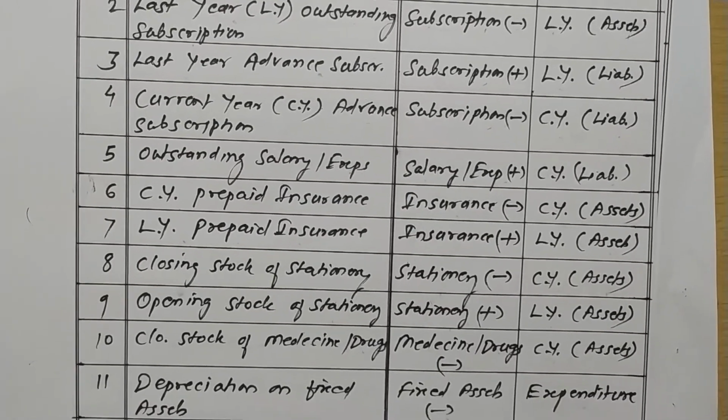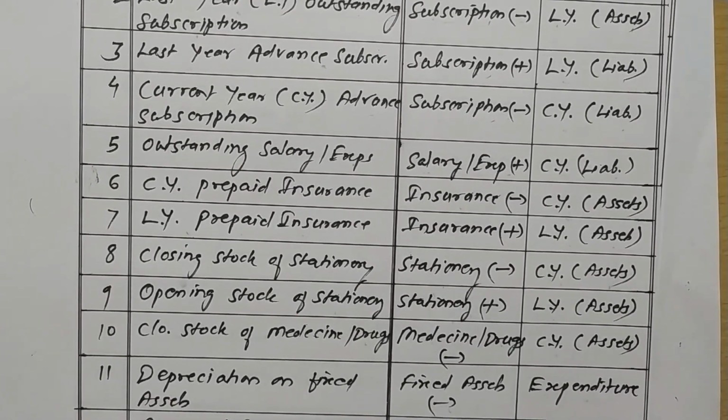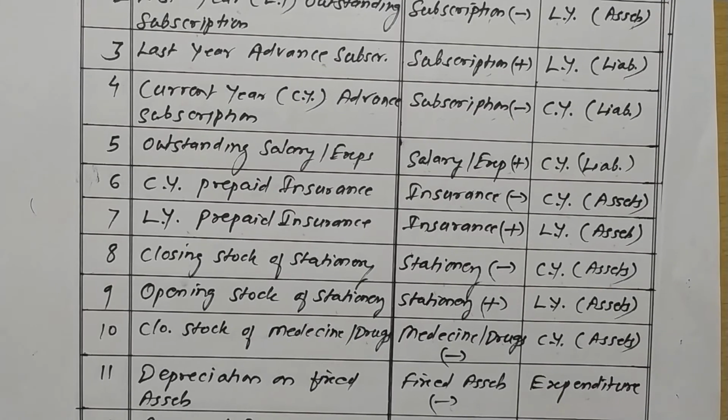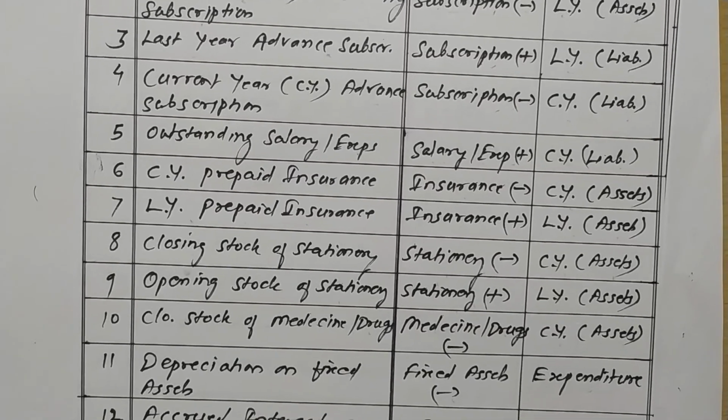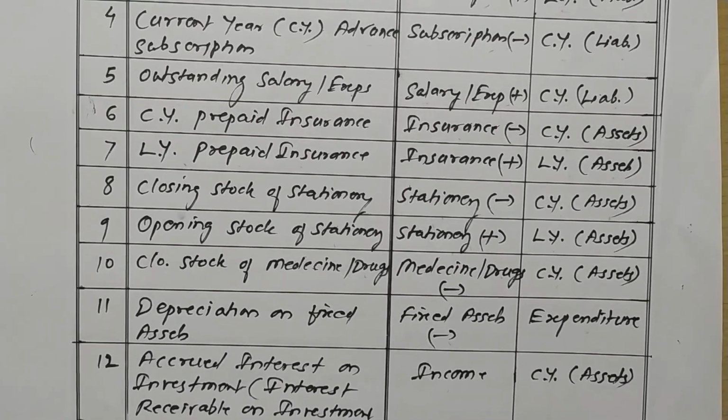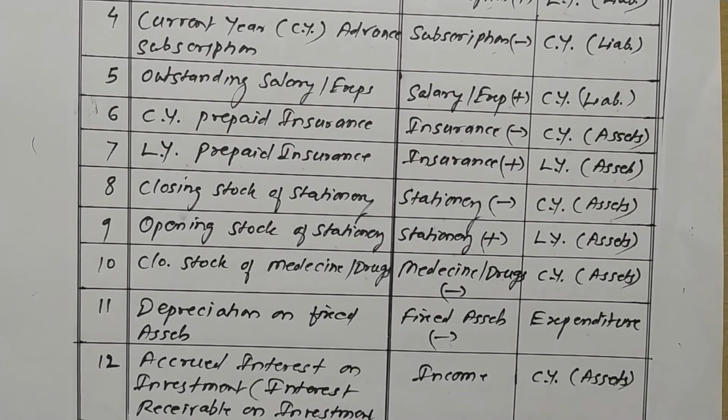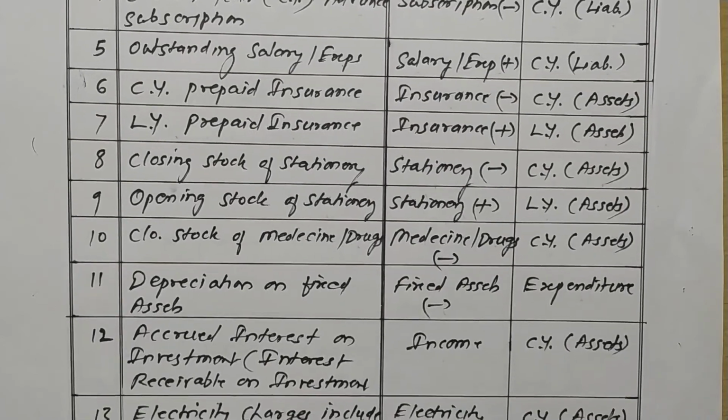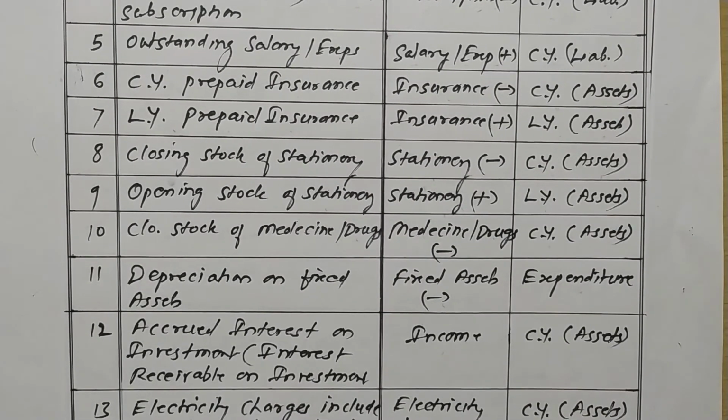Ninth adjustment. Opening stock of stationery. It is to be added in stationery and second effect will appear on last year asset side. Now 10th adjustment. Closing stock of medicine and drugs. It is to be deducted from medicine or drugs and second effect will appear on current year asset side.